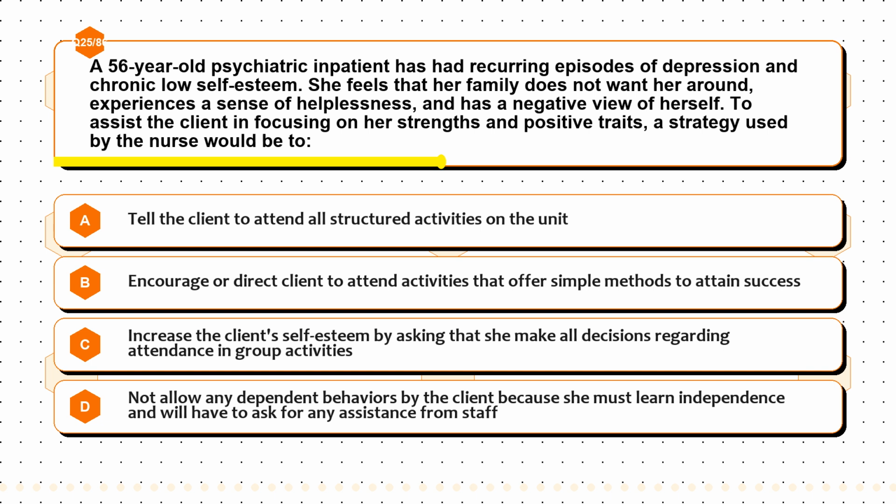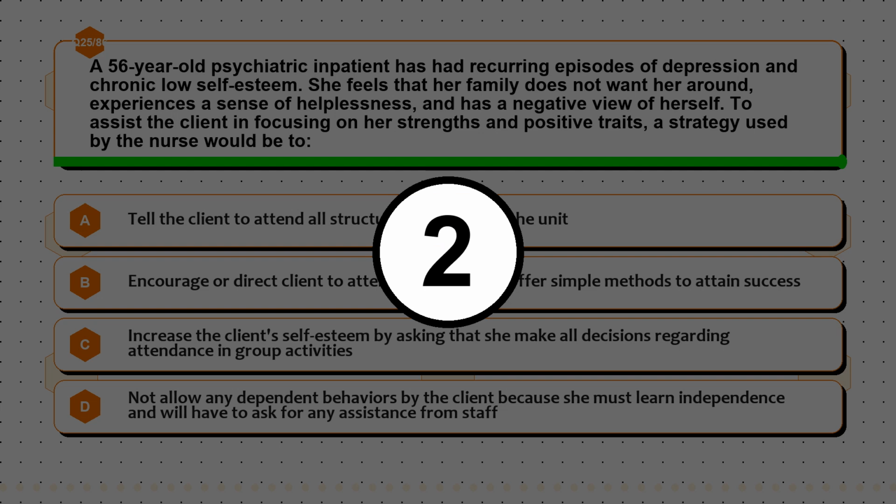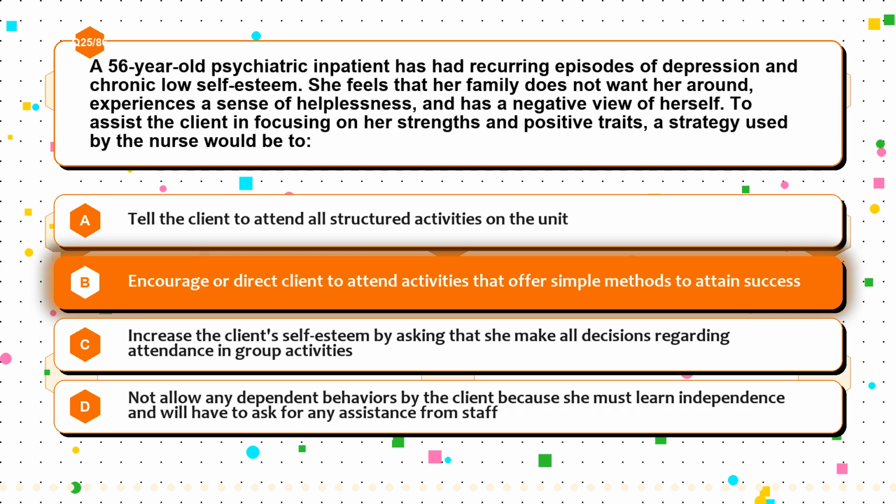Option A. Tell the client to attend all structured activities on the unit. Option B. Encourage or direct client to attend activities that offer simple methods to attain success. Option C. Increase the client's self-esteem by asking that she make all decisions regarding attendance in group activities. Option D. Not allow any dependent behaviors by the client because she must learn independence and will have to ask for any assistance from staff. The correct answer is option B.